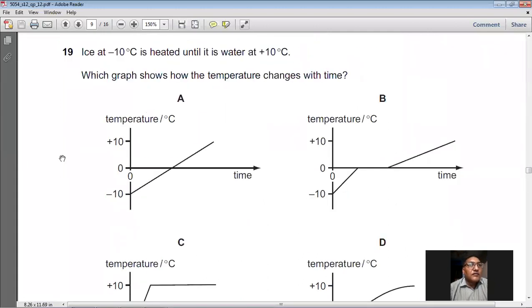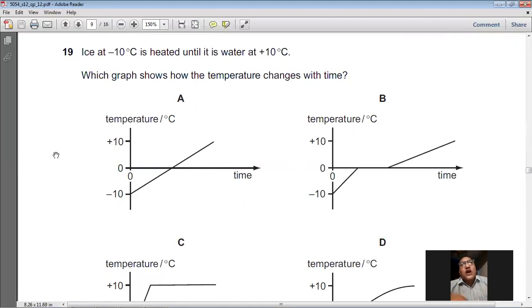Ice at minus 10 degrees centigrade is heated until it is water at 10 degrees centigrade. So he's talking about heating the ice. The ice was at minus 10 degrees centigrade. You heat it, it will reach 0 degrees centigrade. Then the ice will melt and convert into water at 0 degrees centigrade. And the temperature of that water will rise to 10 degrees centigrade. So that is the story of this question.